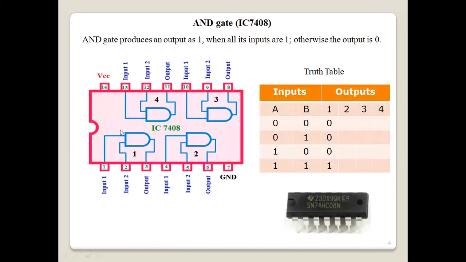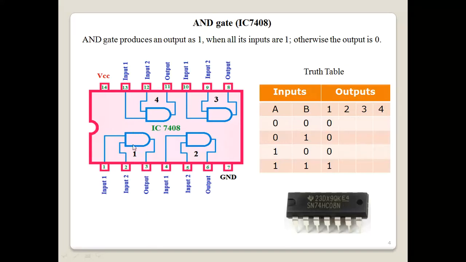First gate we will study, that is AND gate. The AND gate produces an output 1 when all the inputs are 1, otherwise the output is 0. The AND gate is just like in multiplication, 0 into 0 is 0, 1 into 1 is 1. And the IC number of the AND gate is 7408.